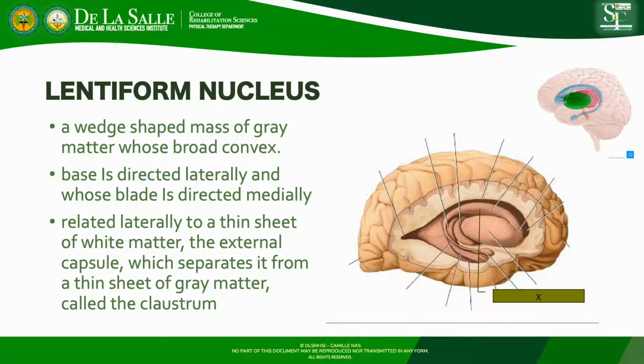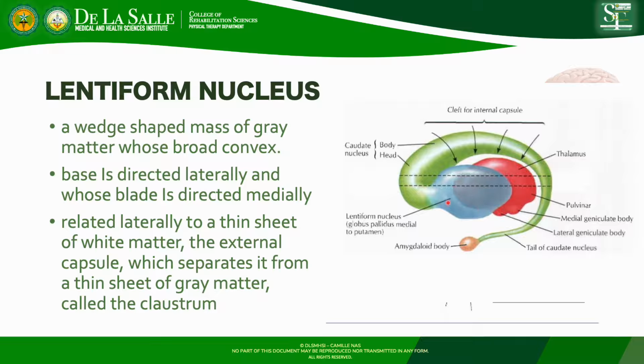Next is the lentiform nucleus. This is a wedge-shaped mass of gray matter that is found like the head of the caudate nucleus. So this area is the lentiform nucleus. I have another picture here. The blue part is the lentiform nucleus. The green one is the C-shaped caudate nucleus.